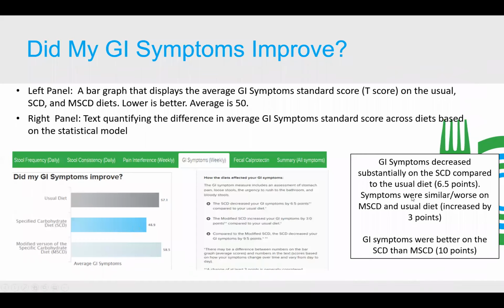So what I would interpret this to mean is that the GI symptoms decreased substantially on the SCD compared to the usual diet using the model, by 6.5 points. Symptoms were similar or maybe even worse on the MSCD and the usual diet. You can see the difference of about 1 point on the raw averages, and from the model output, it's by about 3 points, which would even be clinically significant. And then when you compare the modified SCD to the SCD, as you can see, GI symptoms were much better on the SCD than the MSCD, with the output of 9.5 points difference from the model, which is definitely clinically meaningful.